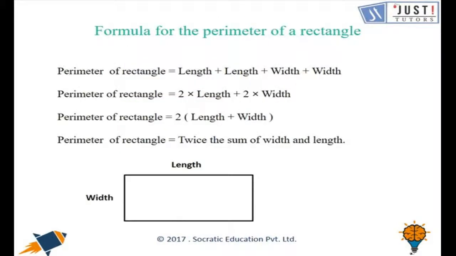Now we will work out the formula for the perimeter of a rectangle. In a rectangle, we know that the lengths of the opposite sides are equal. So this side would be equal to this side and this would be equal to this. And perimeter is the sum of all the lengths. So it would be length, add length, add width, add width. The sum of two lengths is 2 times the length, and the sum of two widths is 2 times the width, which can also be written as 2 times length add width. So we can say that the perimeter of a rectangle is twice the sum of the length and width.